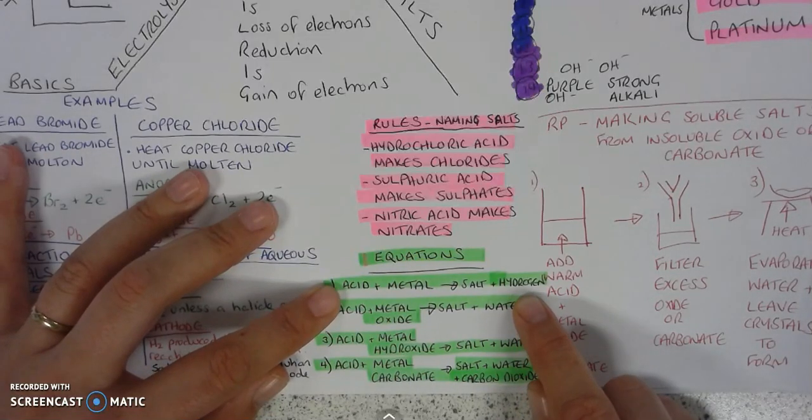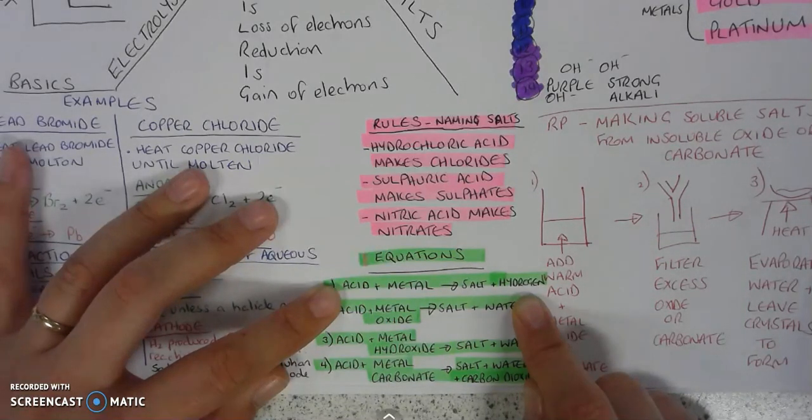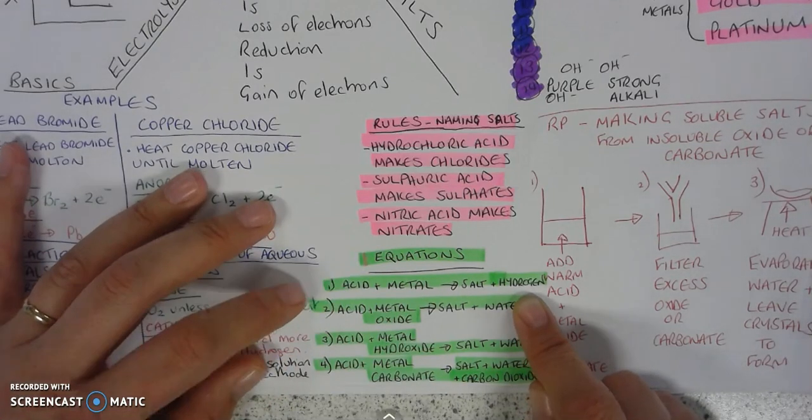How do I test for hydrogen? It's a squeaky pop test. How do I test for oxygen? It relights a glowing splint. How do I test for carbon dioxide? It turns lime water cloudy. How do I test for chlorine? It turns damp litmus paper and it bleaches it.